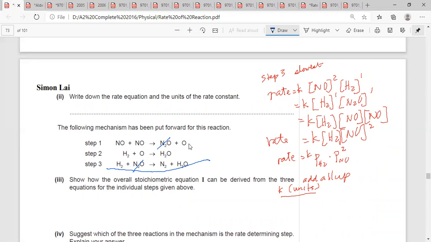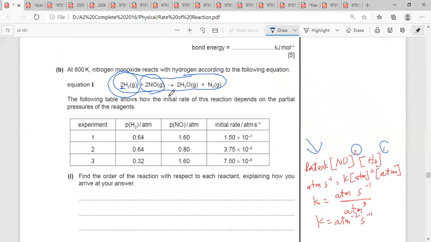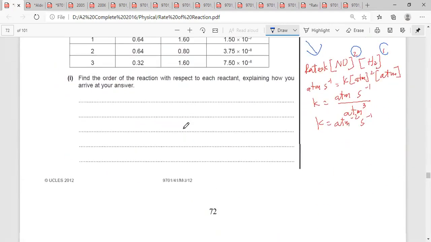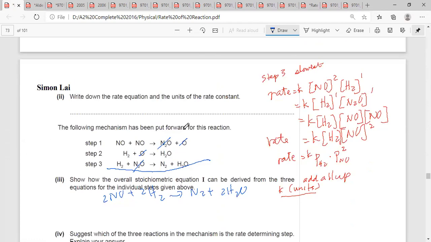Here, the O cancels off. Okay? So what you're left with is 2NO plus 2H2, which is actually the overall equation here. See? That's why this mechanism is correct. So this one here is the answer for this one here.